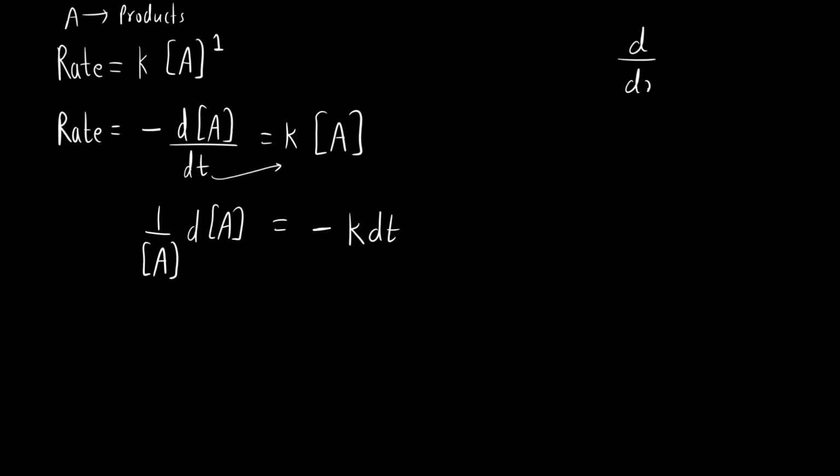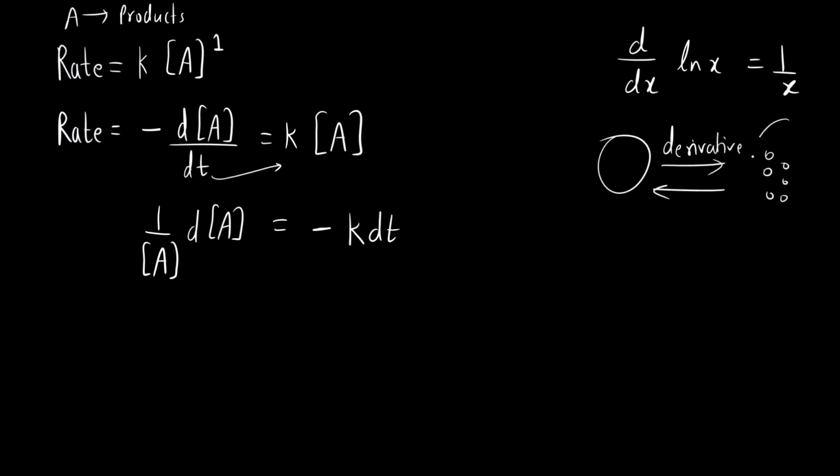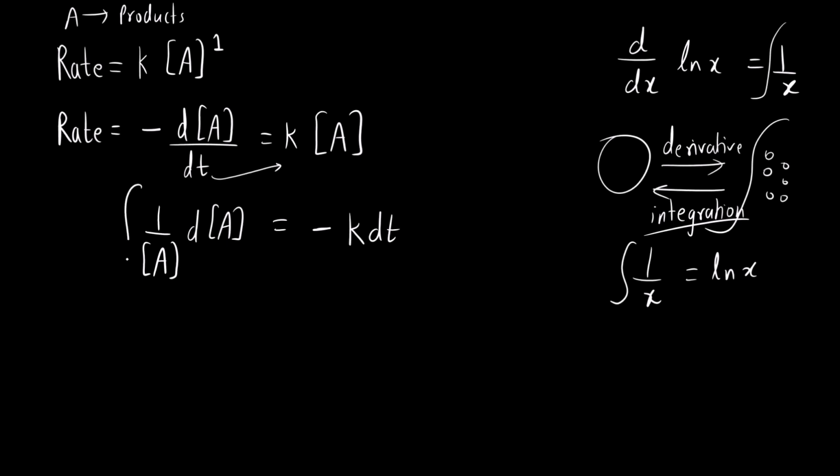Now if you remember, the derivative of ln x is 1 by x. Derivative means breaking one particular expression, like, for example, I break one entire big sphere into small spheres. This is called derivative. If I do the reverse, joining all these small spheres, that is integration, then I will get the big sphere back. So if I do the integration of 1 by x, I will get ln x. So I have to integrate here.